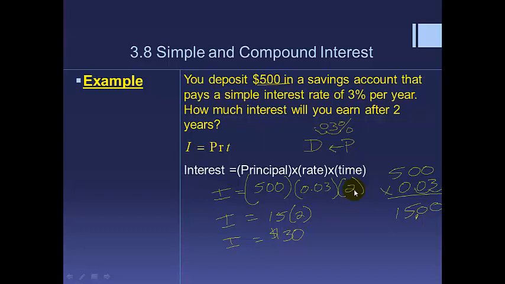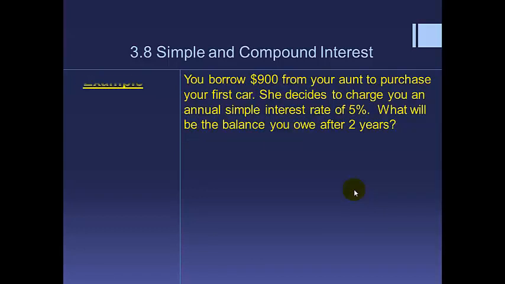So here's another example, and we've got to pay attention to the wording of the problem. You borrow $900 from your aunt to purchase your first car. So obviously it's a used car, because the new cars are much more expensive. She decides to charge you an annual interest rate of 5%. What will be the balance you owe after 2 years? So let's say you're not able to make payments for a while, so you want to find out what your balance is going to be.